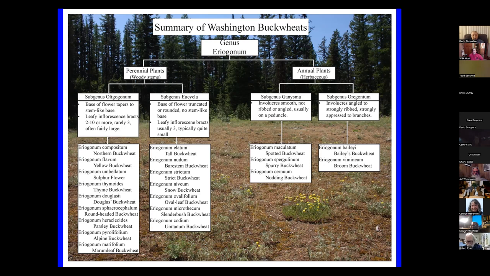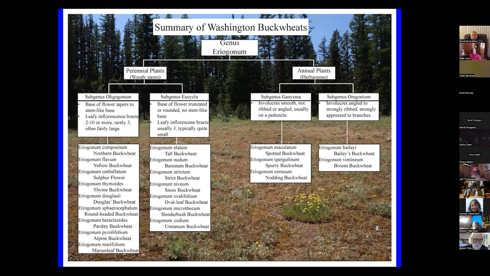So this is how our buckwheats break down for Washington State. There are again 4 subgenera that are represented here. The first subgenus on the left, subgenus Oligogonum. Some people like to pronounce it Oligogonum, so it's however you please.